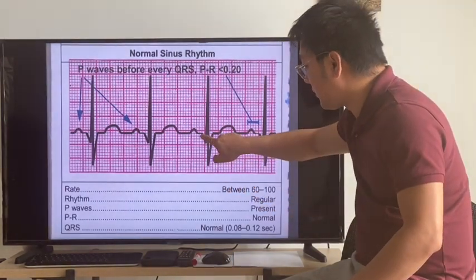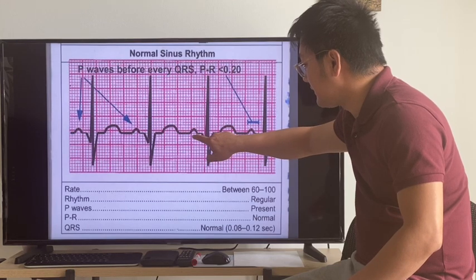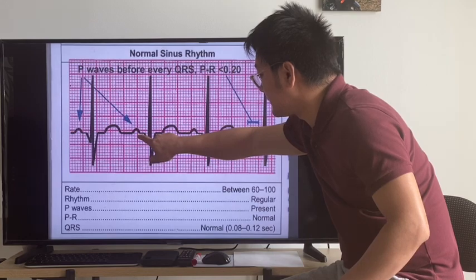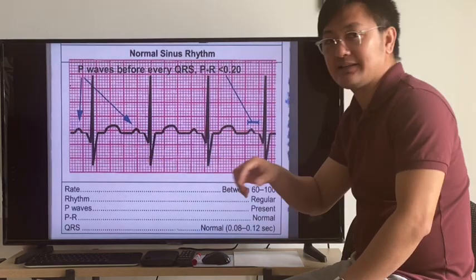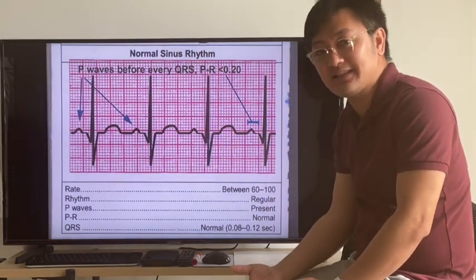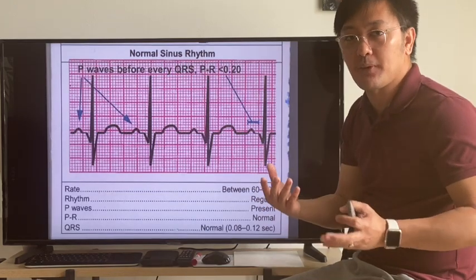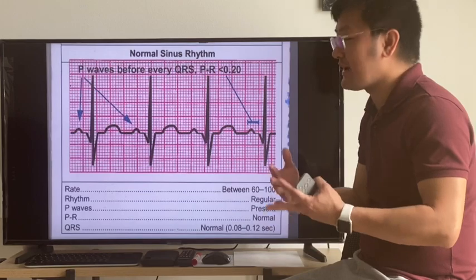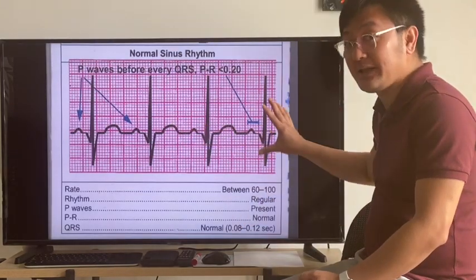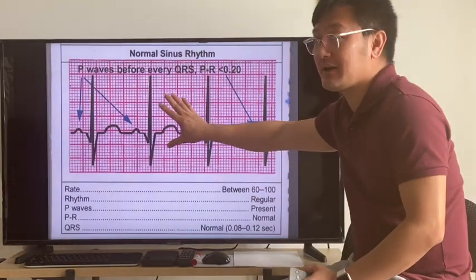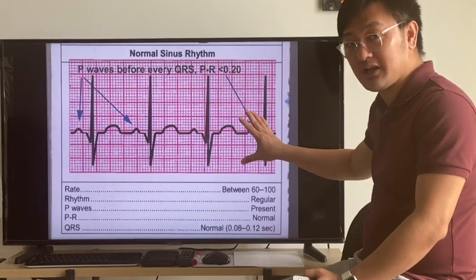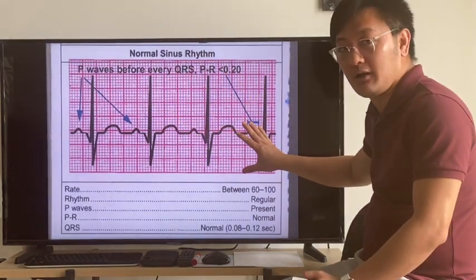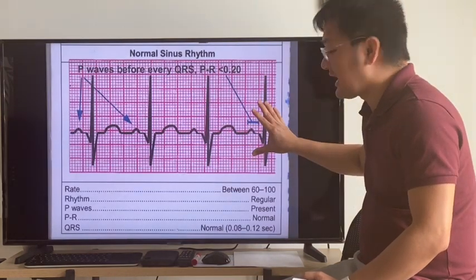Okay. 1, 2, 3, 4, 5. Is the PR interval normal? Yes, it is, because I said the normal PR interval is 3 to 5 small boxes. So again, waves are complete. Heart rate is 60 to 75 beats per minute, which is normal. And PR interval is normal. So are we done?